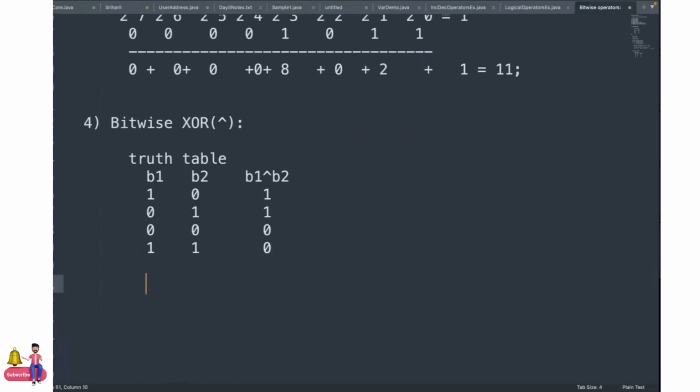Now let's take an example. I have A equal to 10 and B equal to 3. Now if I say A XOR B, what will be the result that I will get after evaluation?